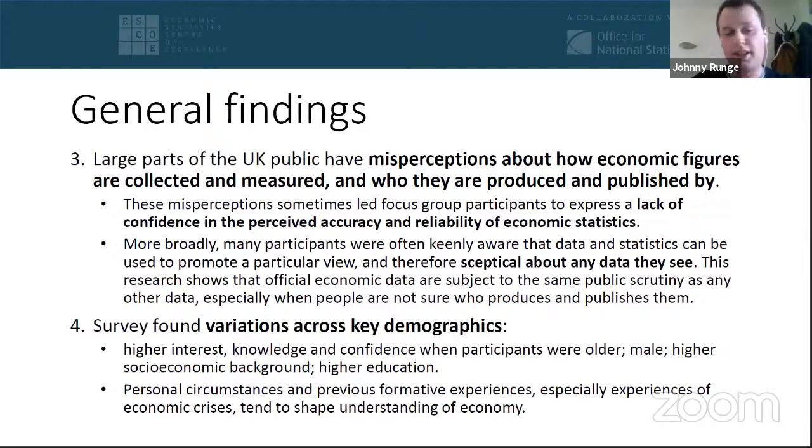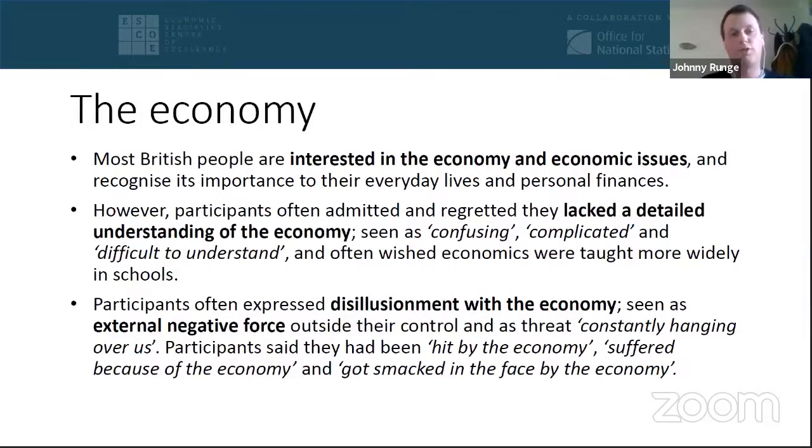It's also clear that personal circumstances generally and previous formative experiences tend to shape people's understanding of the economy, especially experiences of economic crises. Economic crises like the current one, or like the 1970s or 80s with high interest rates and high inflation rates, are something people really remember. Times of economic crisis are times when people are really interested in the economy. They learn a lot about it, and that's something we need to bear in mind during times like these.